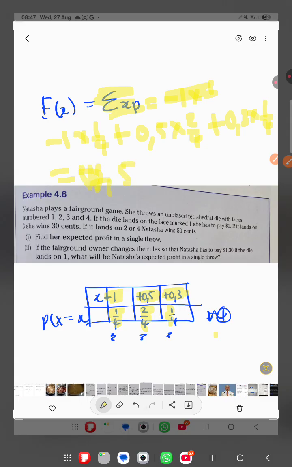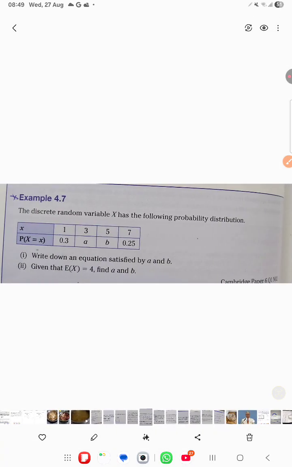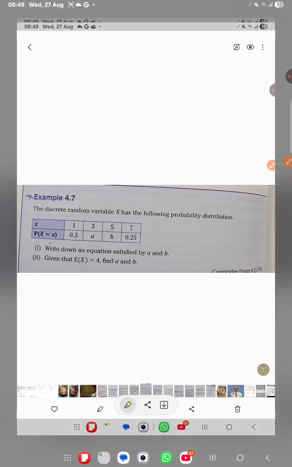7.5 cents or 0.075, I think. 7.5 cents, 7.5 divided by 100. And the answer is $0.075. Okay. I hope that makes sense. Brilliant. Okay. That is that. And then, next question is this one.